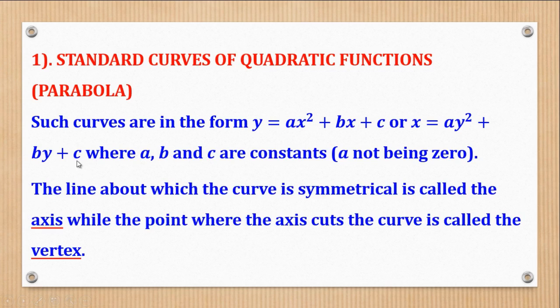Now, after knowing that, we have to talk about two terms which we will be using most frequently. One of the terms is the axis of a curve, and the other one is the vertex of the curve. Now, what is the axis of the curve? This is the line of symmetry of the curve, or the line about which the curve is symmetrical, while the vertex is the point where the axis cuts the curve.